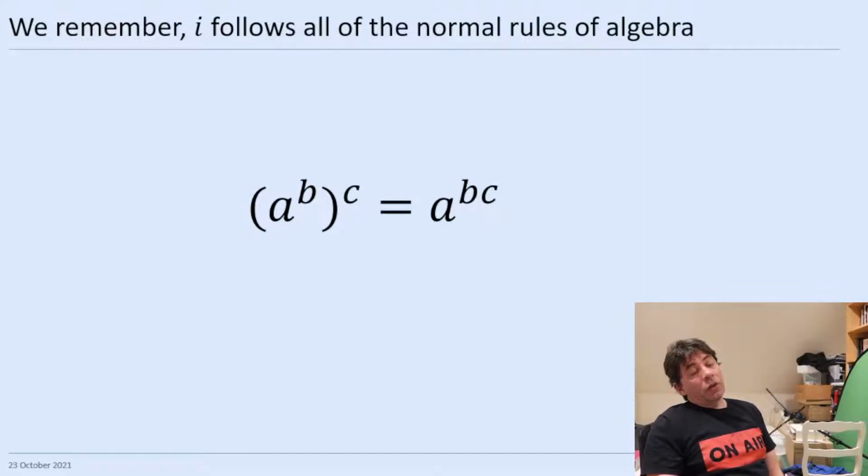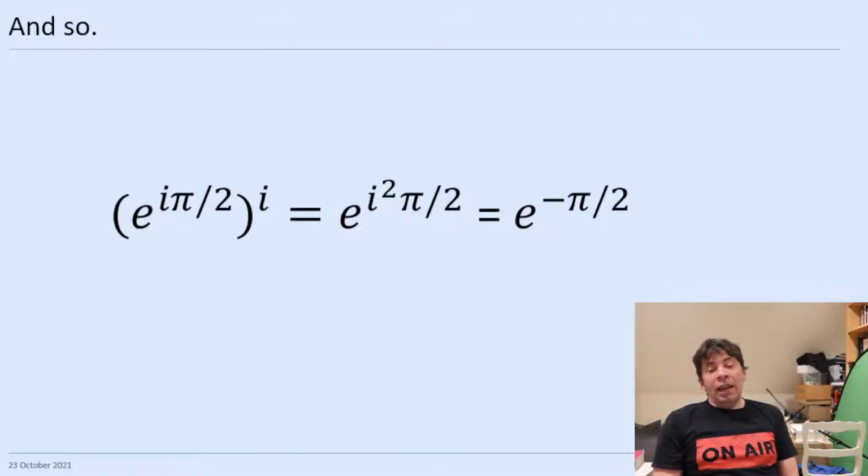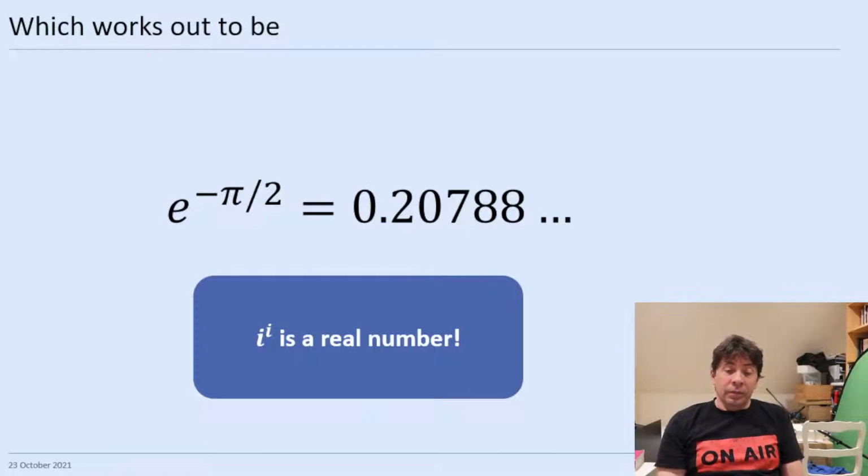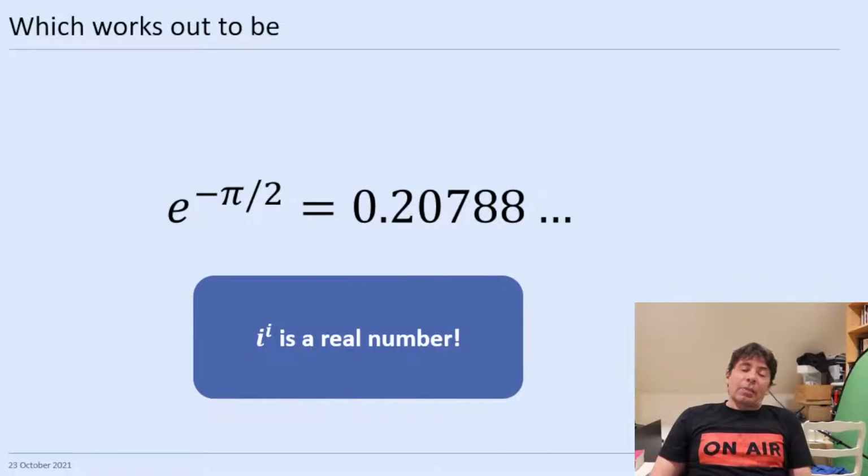And i follows all of those normal rules, so (e to the i pi over 2) to the i just equals e to the i times i, which is i squared, which is minus 1, times pi over 2. And e to the minus pi over 2 is 0.20788.